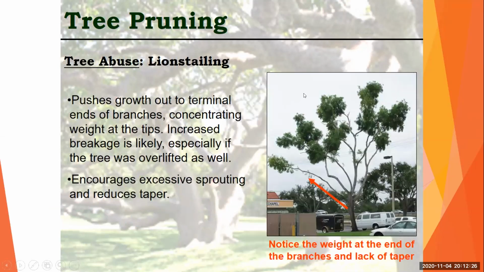All right, lion's tailing is another one here. You remove all the branches, I don't know why, and you leave only the top here. So the branch looks like a lion's tail, more or less. Again, it's the same problem: you have too much weight here, and the branch is going to break maybe here or here, but they don't have any buffer.